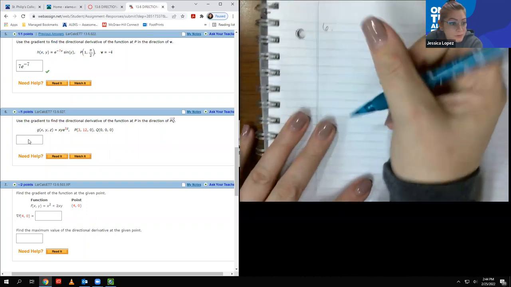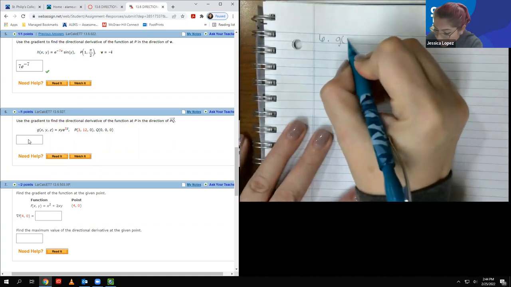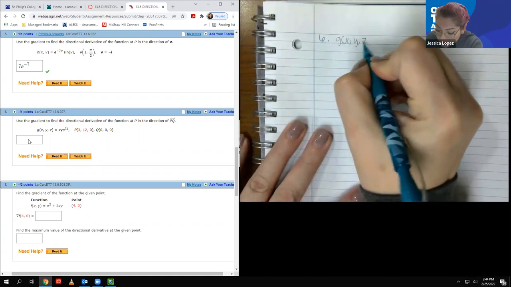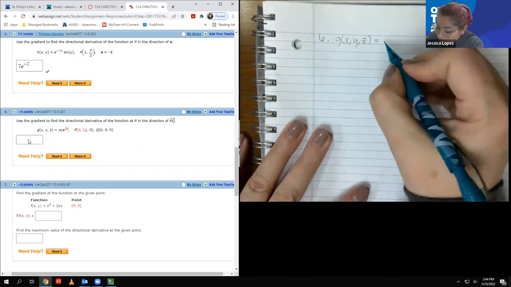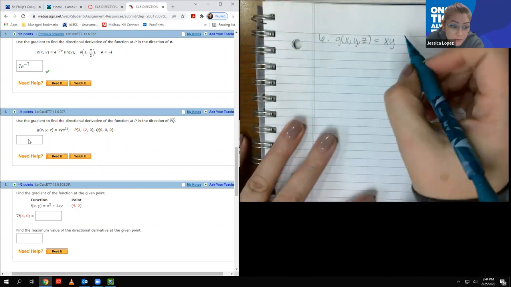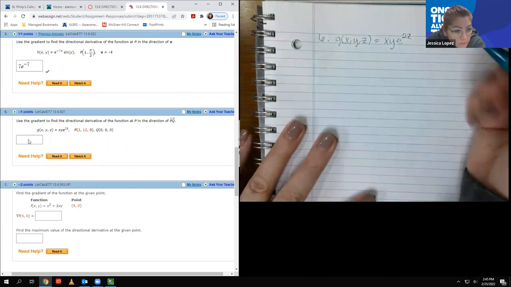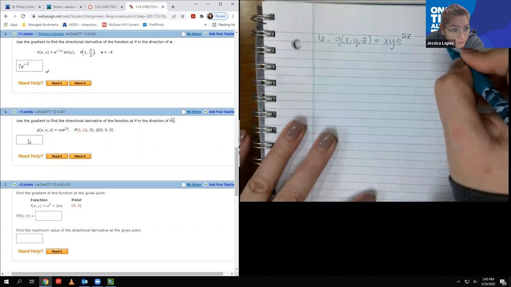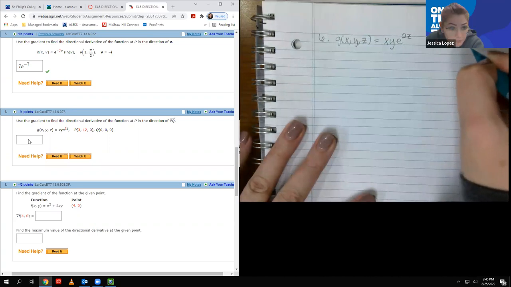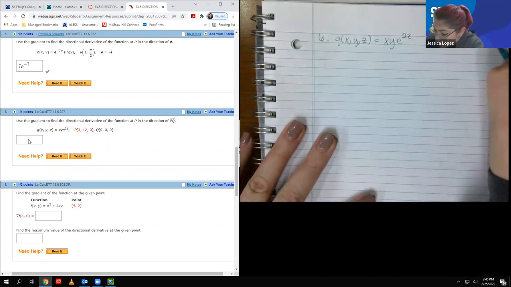So for number 6, we have the function. We have 3 variables now. It doesn't really change much. The process is still the same. I just have another variable to consider. So P is (3, 12, 0), and my second point is (0, 0, 0).